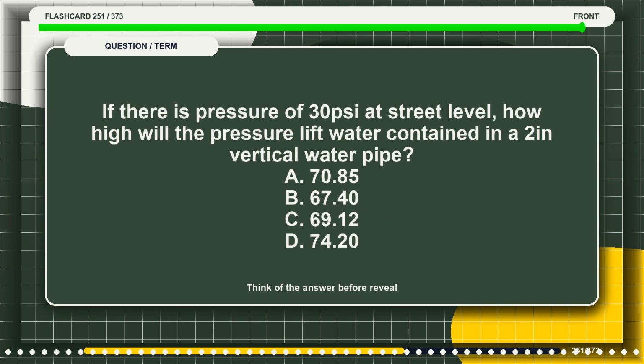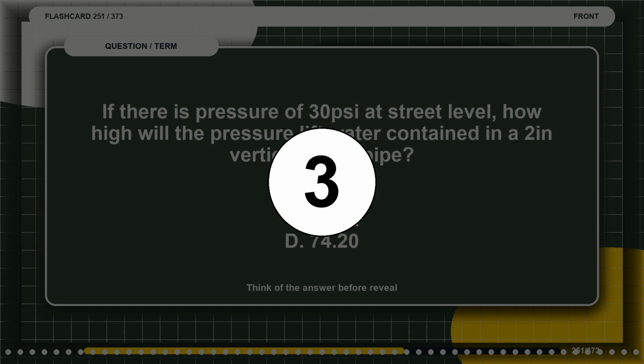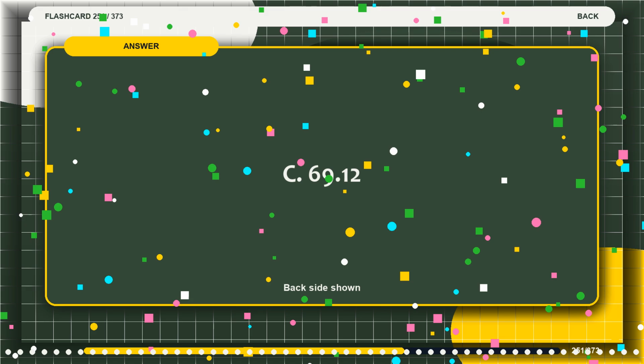Flashcard 251. If there is pressure of 30 psi at street level, how high will the pressure lift water contained in a 2-in vertical water pipe? A. 70.85 B. 67.40 C. 69.12 D. 74.20. Think of the answer before the reveal. The answer is C. 69.12.